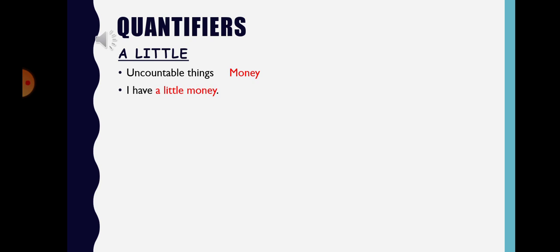But what about a few? A few is for countable things. Countable things like apples. I can count the apples, right? So I'm going to say I have a few apples. A few apples. Okay? A few has the same meaning as a little. But the difference is that a few is for the countable things, the things that I can count. Things I cannot count, I'm going to take a little.